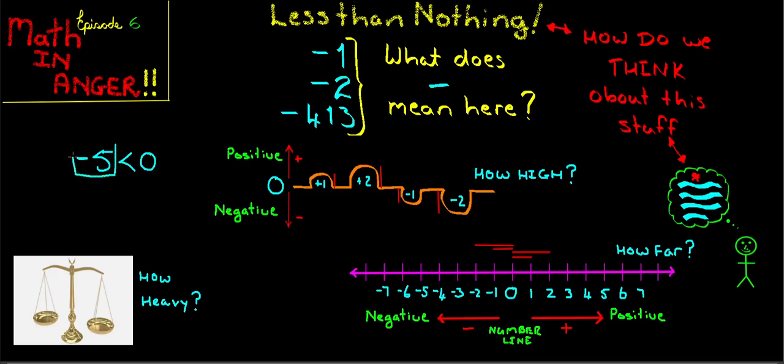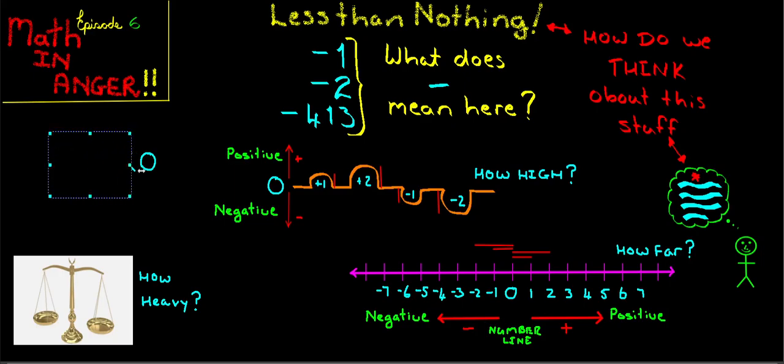This picture means the value you have written here, that you have less than nothing of it. Okay? So that means I have 1 less than nothing. That means I have 2 less than nothing. This means I have 413 less than nothing. Right?